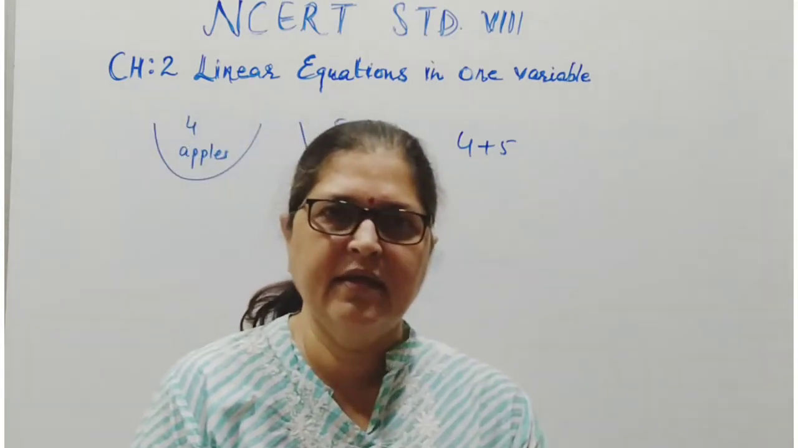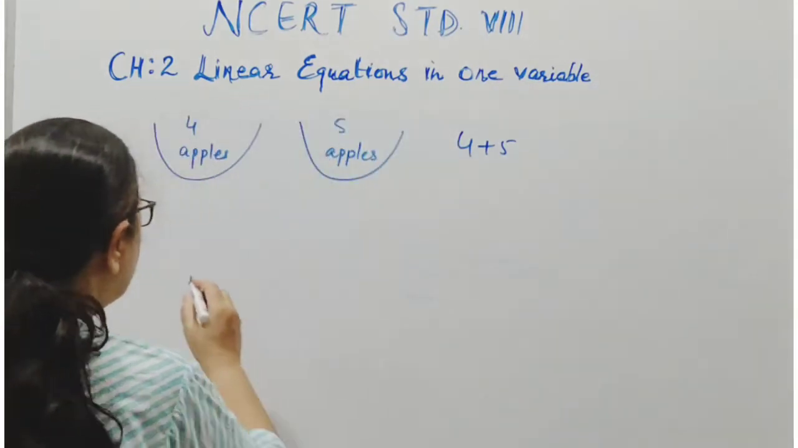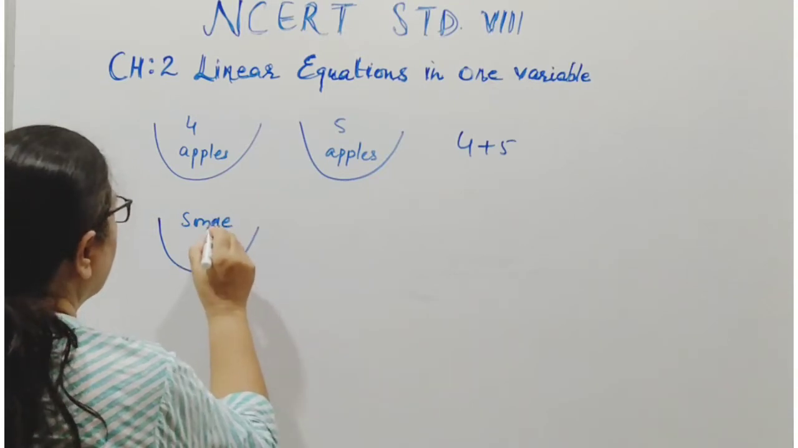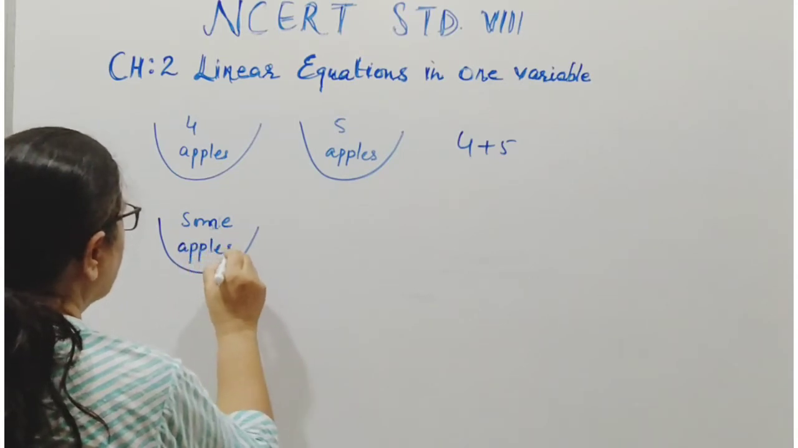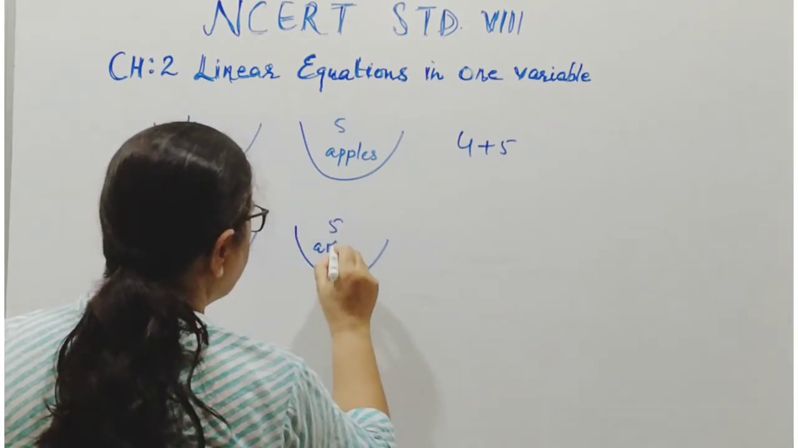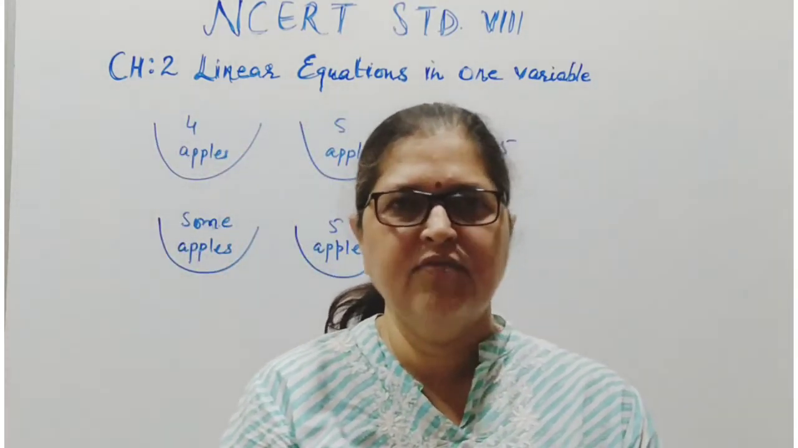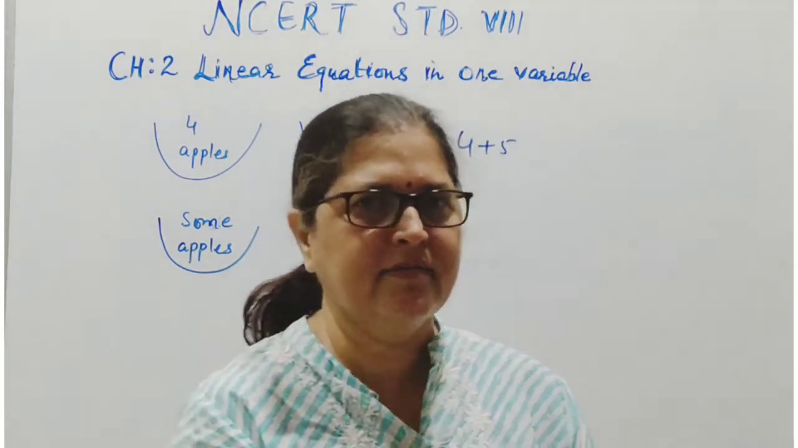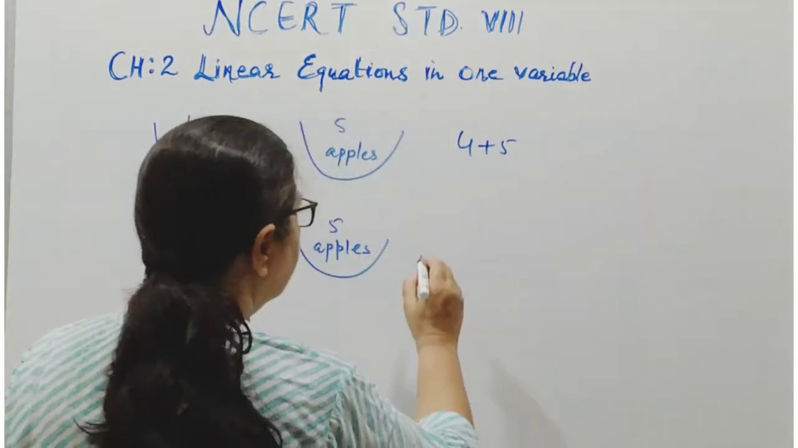Now let us take another case in which we don't know the exact number of apples in the first basket. So we can write there are some apples in the first basket and 5 apples in the second basket. Since we don't know the exact number of apples in the first basket, let us take there are x apples in the first basket. So the total apples in both the baskets is given by x plus 5.